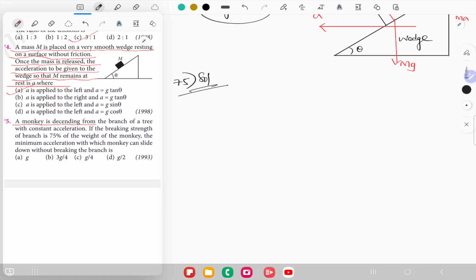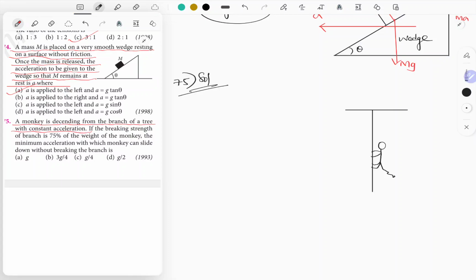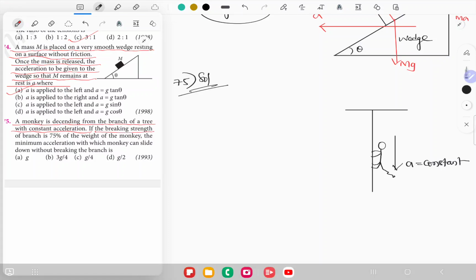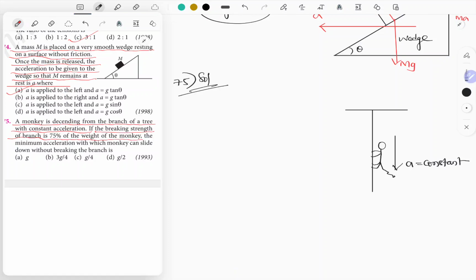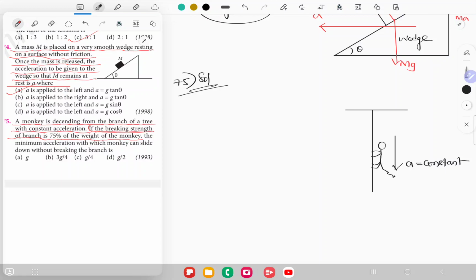Next, question number 75. A monkey is descending from the branch of a tree with constant acceleration. Assume this is the monkey and that's the branch of the tree. This monkey is moving down with a constant acceleration. If the breaking strength of the branch is 75% of the weight of the monkey. This is the hint.